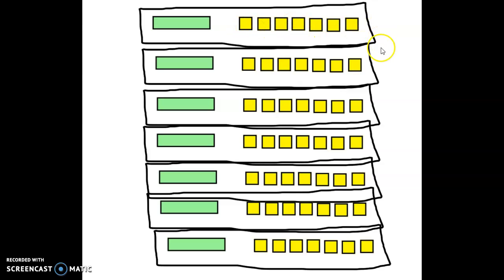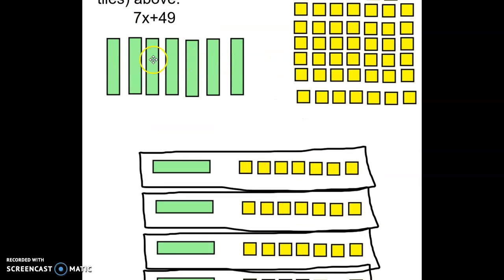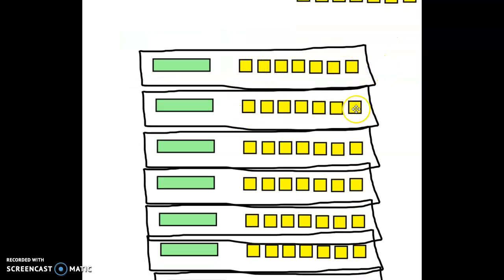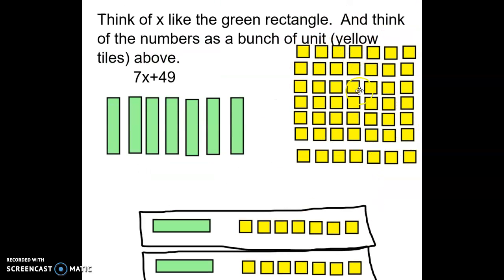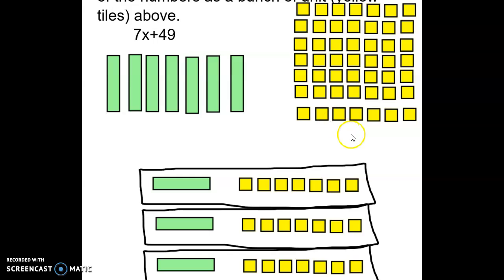And now that I have my 7 groups with each of those groups containing the X tile and the 7 unit tiles, you can see what it looks like when you actually count up all the tiles. We've got 1, 2, 3, 4, 5, 6, 7 of those green tiles, just like we had before. And we have 7, 14, 21, 28, 35, 42, 49 of those yellow tiles, just like we had up here too.